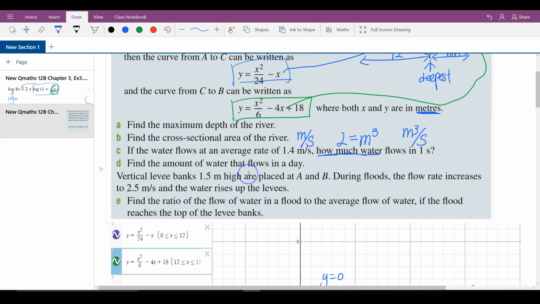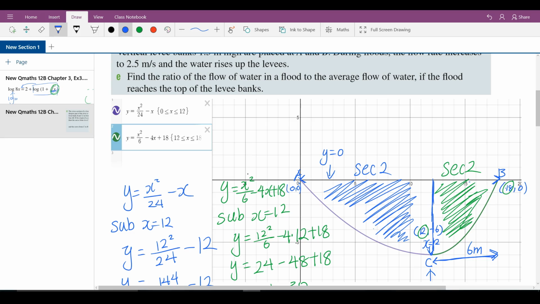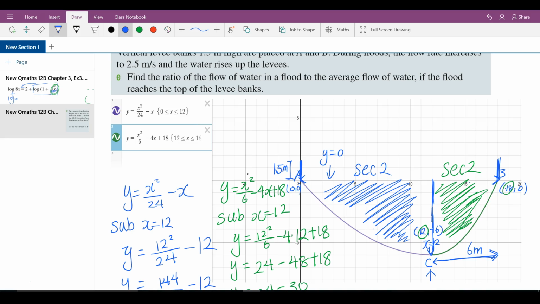A vertical levee banks 1.5 meters high are placed at A and B. During flood, the flow rate increases to 2.5 meters per second, and the water rises up the levees. So what is a levee? A levee is just a little extra building set up like that, which allows the river to contain more water at emergency time. So this is 1.5 meters tall.